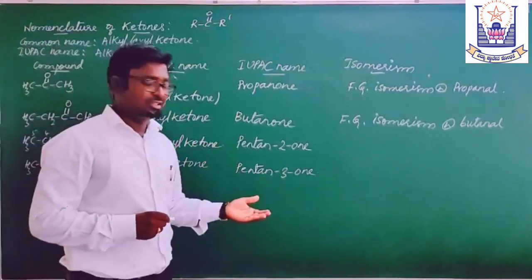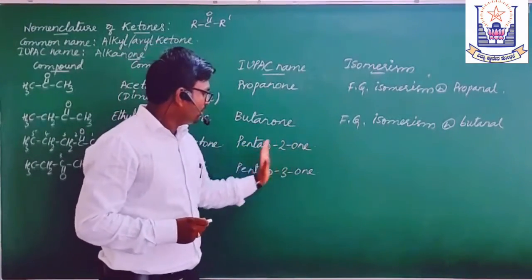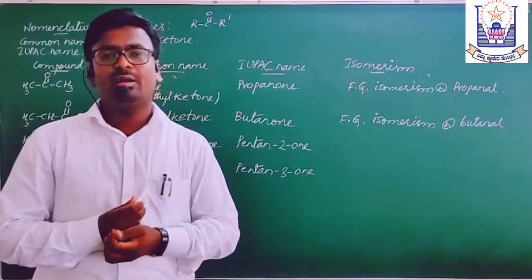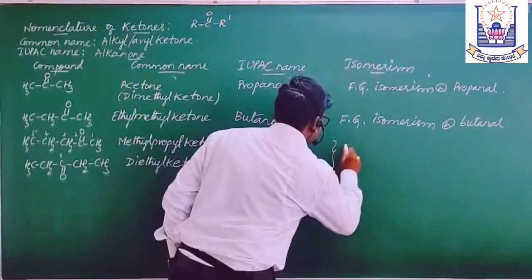That you can easily understand by looking at the IUPAC names. Pentanone. What is the difference? 2 and 3. Therefore, the position of the carbonyl group is different. Therefore, these two are called position isomers.